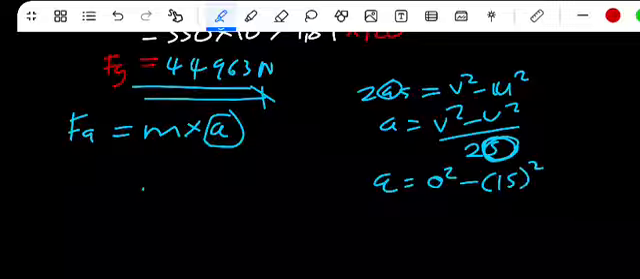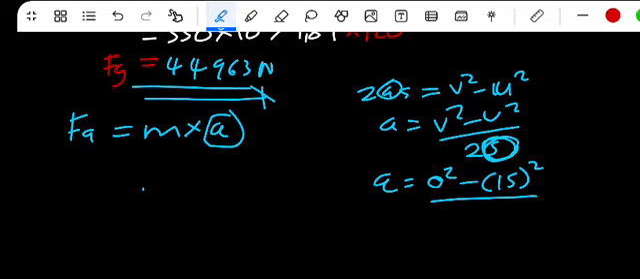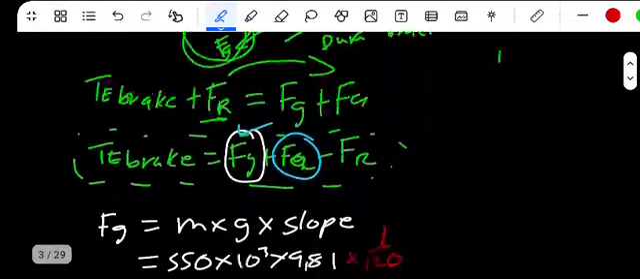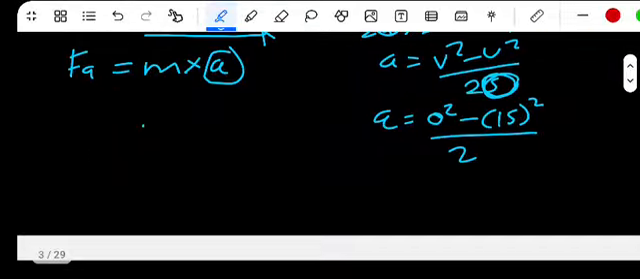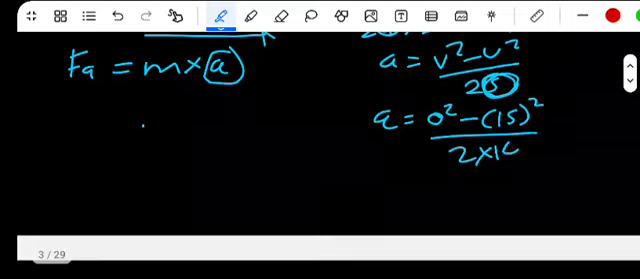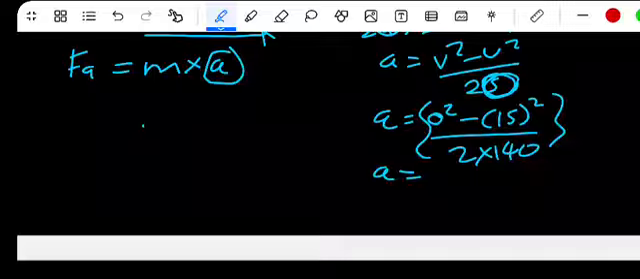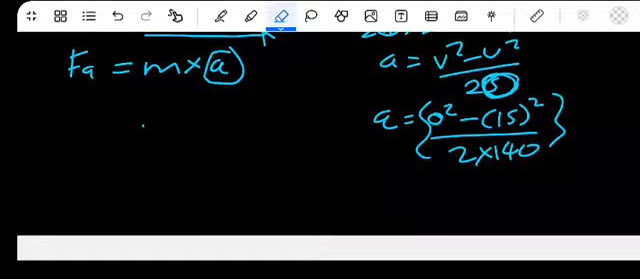So this will be the same as 15 squared divided by 2 multiplied by s. What is our distance there? 140 meters, so multiply by 140. Then I'll punch this. What will be the acceleration? I'll get a negative value. If you get positive, you are wrong. This thing is decelerating, so it must be negative.